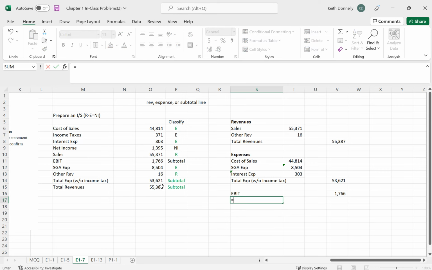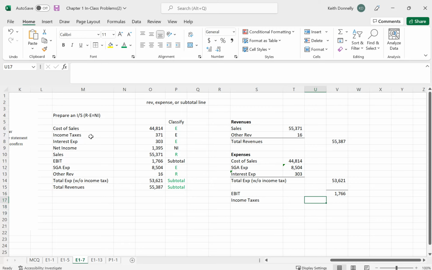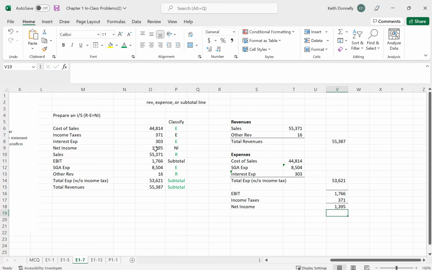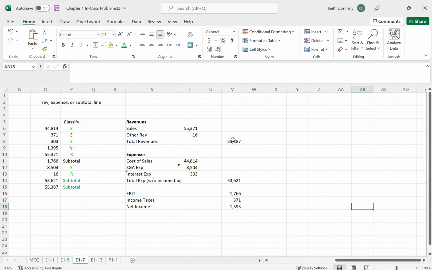Thereafter, you back out your tax expense, your income taxes, 371, and then that's going to get you your net income of 1395. So in other words, you have your revenues minus all of your expenses, which gets you your net income right here. But when you do it, it's like: stop, show me your total revenues. Stop, show me your total expenses. Stop, show me your earnings before taxes. Stop, show me your earnings after taxes.